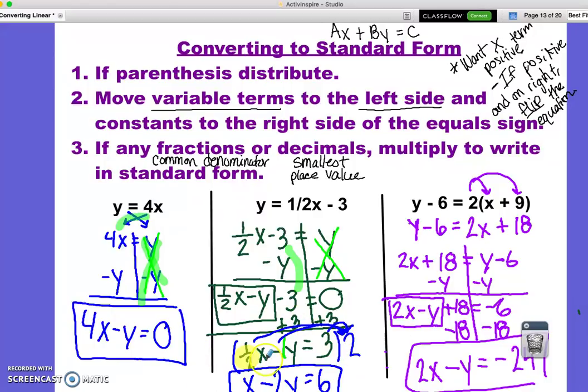So I add 3, and then I get 1/2 x minus 1y equals 3. Then I need to multiply everything by the common denominator, and I only have one denominator, and that's 2. So I'm going to multiply everything by 2. The 3 has to be multiplied by 2 to become 6. 1 times 2 is 2, and 1/2 times 2 is 1. I don't have a coefficient. I could write 1 if I wanted to. It doesn't matter.